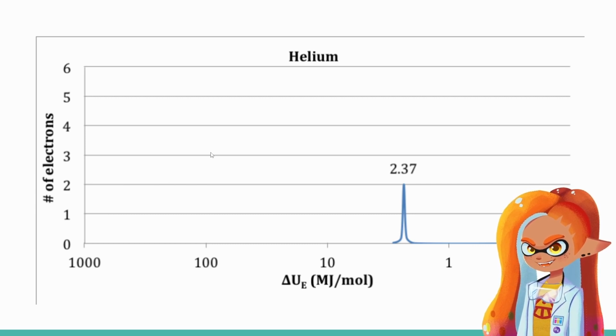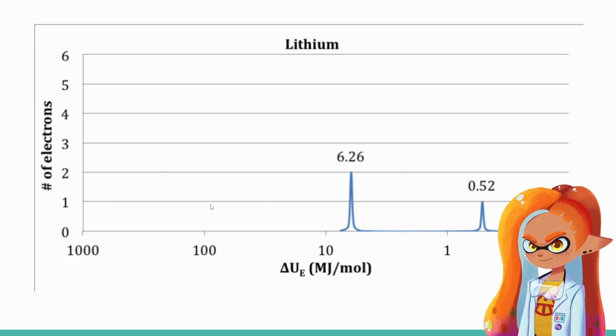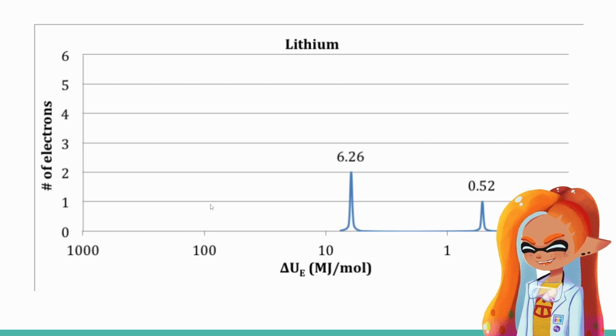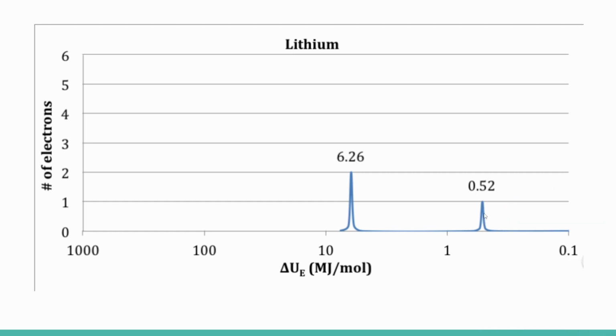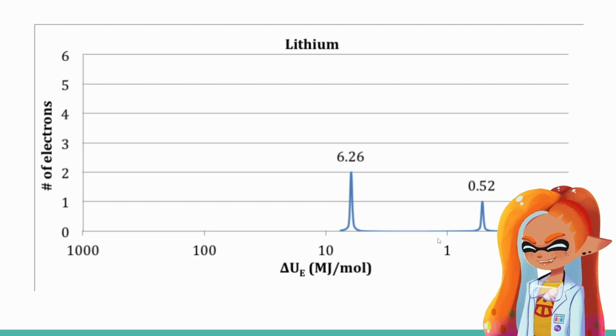Because if we keep going with the pattern, lithium, we know lithium's electron configuration is 1s2, 2s1. If I notice, the first peak corresponds to 1s2 because there's 2 electrons here, and then this peak over here, you notice that there's only 1, and that corresponds to 2s1. So that makes perfect sense.